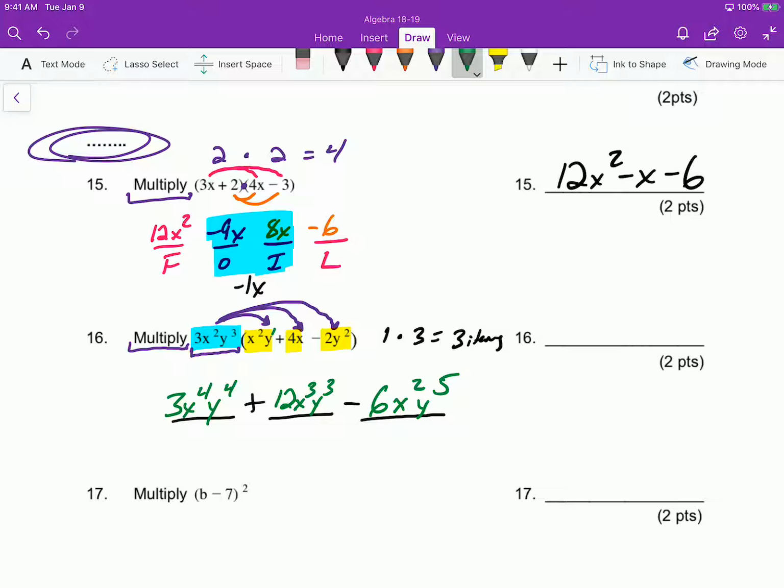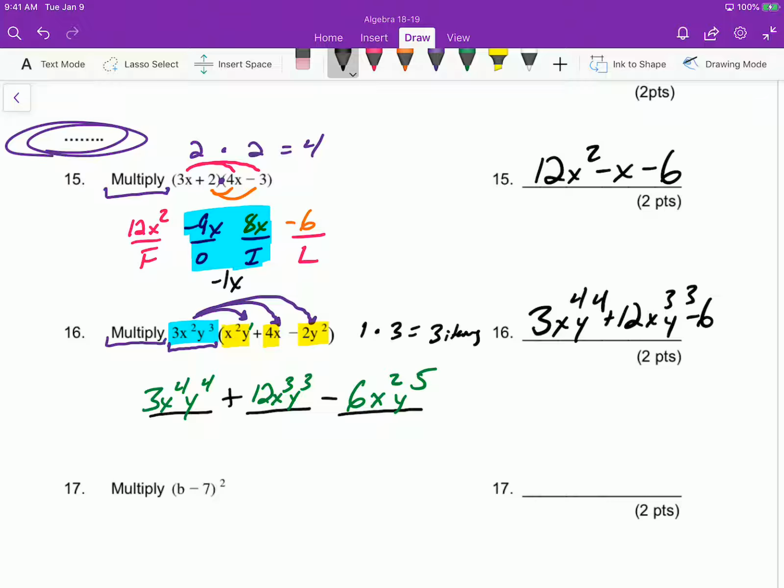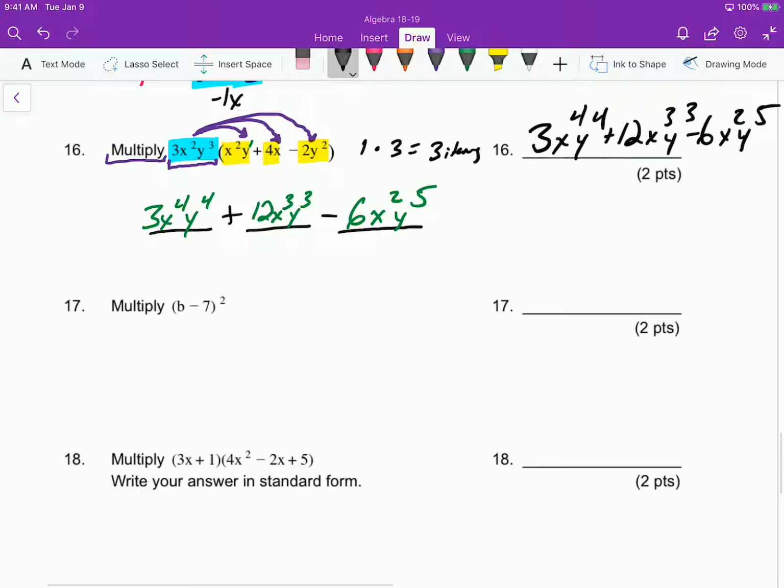And then none of those are like terms. Let me say that again. None of those have the exact same exponents and numbers of letters and all of that stuff. So that is my final answer. I don't have to do anything. So I would just rewrite it 3x to the fourth y to the fourth, plus 12x cubed y cubed, minus 6x squared y to the fifth.